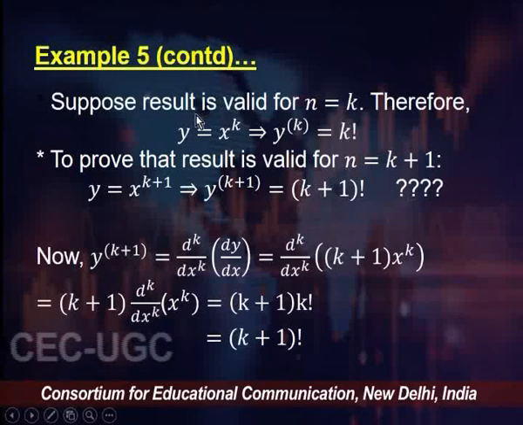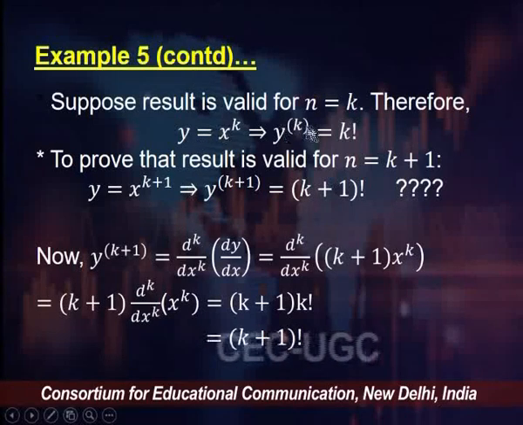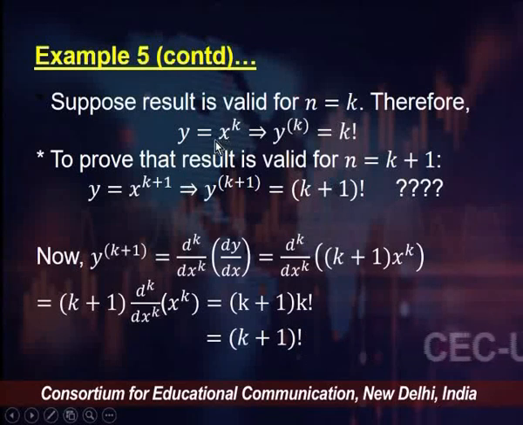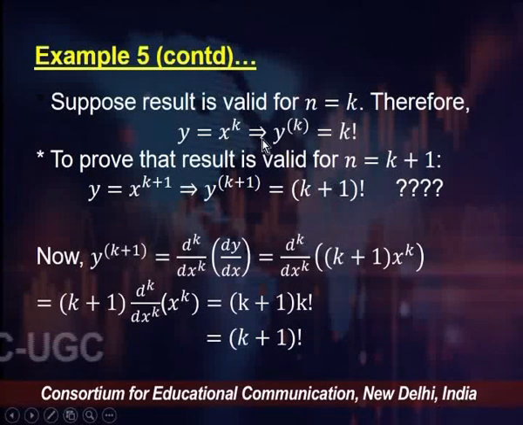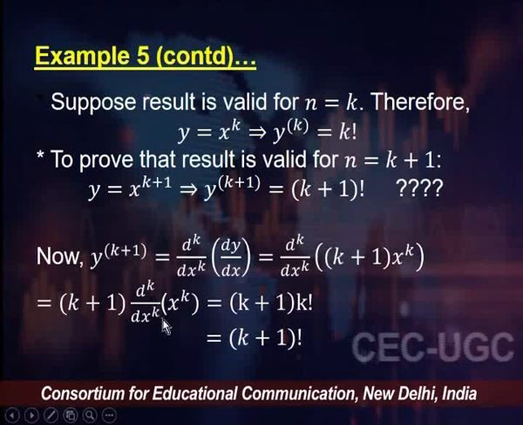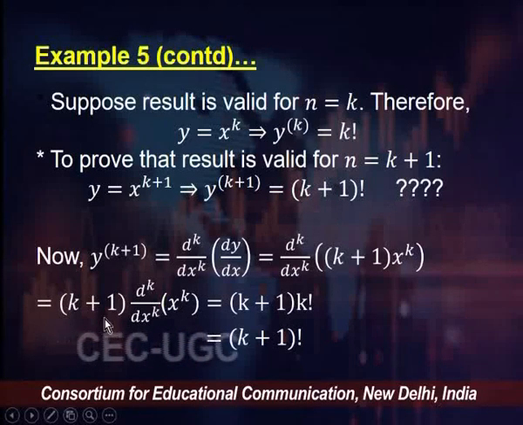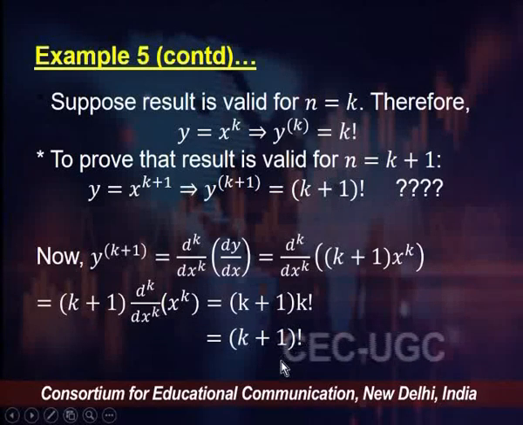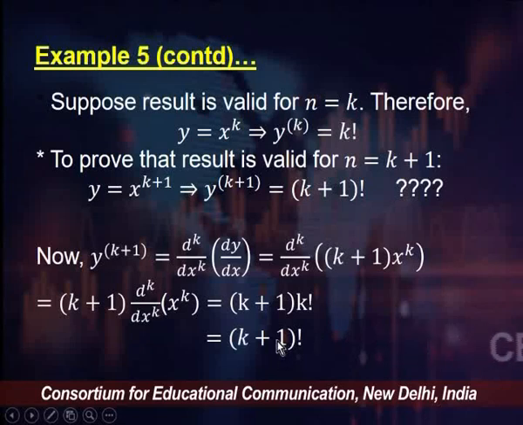And notice here, this is beautiful because we have already assumed that the result is valid for n equal to k. Look at the top of the slide here. And when y is equal to x to the power k, the kth derivative of y is k factorial. So here when I calculate the kth derivative of x to the power k, that is going to be k factorial, right? And then we have k plus 1 times k factorial, which is nothing but k plus 1 factorial. So this is where we can use mathematical induction. This is an application of mathematical induction, and it's a pretty interesting problem in terms of being able to calculate higher order derivatives.